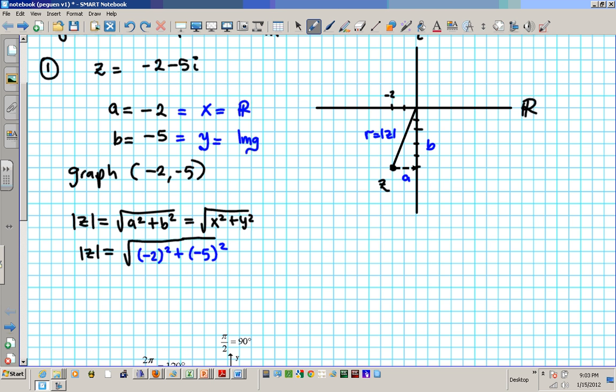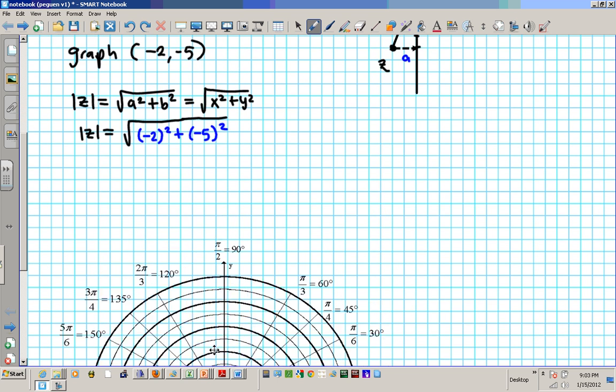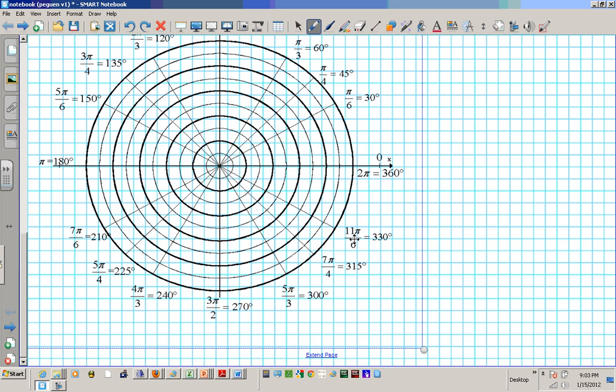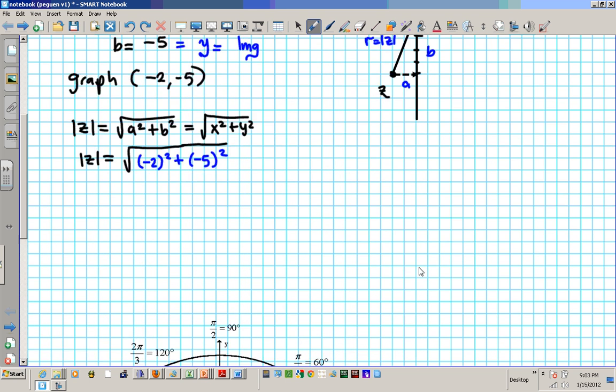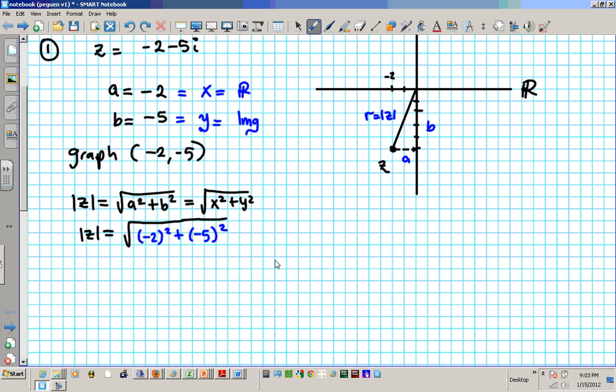Okay? Alright, now we're just going to use the properties of the order of operations to simplify this problem. So this is going to become the square root of 4 plus 25. And then if you add those two together, you're going to have the square root of 29. This cannot be reduced any further, so the absolute value of z is equal to the square root of 29.